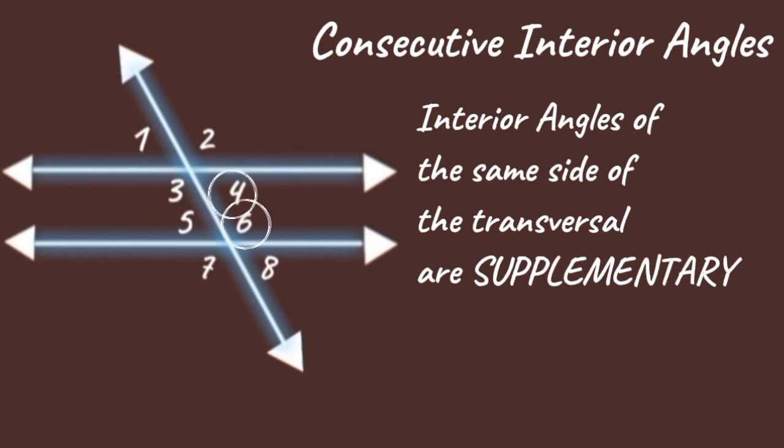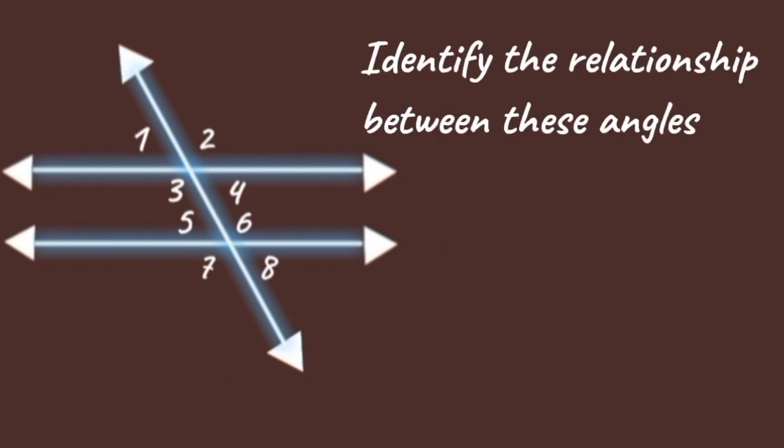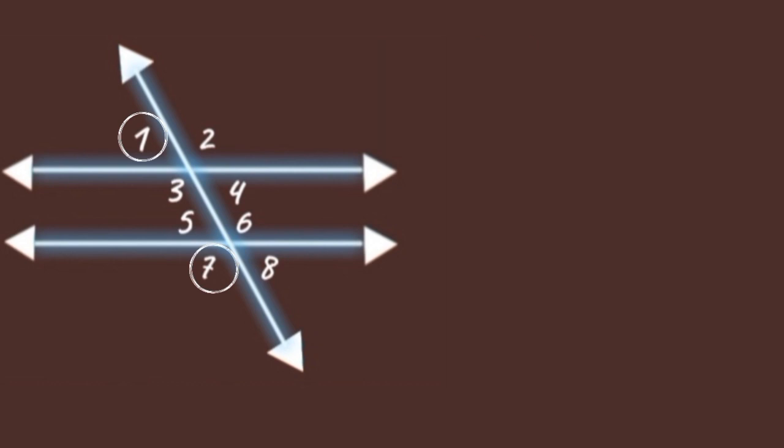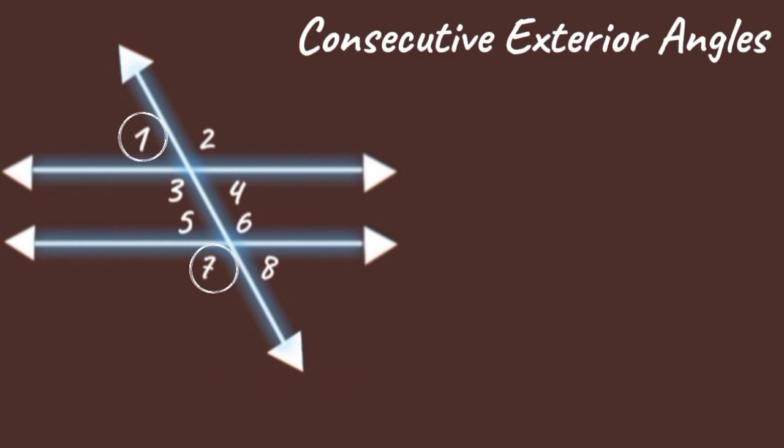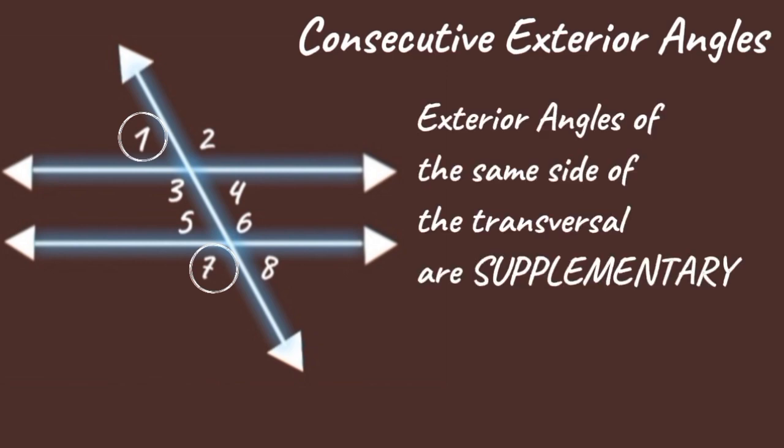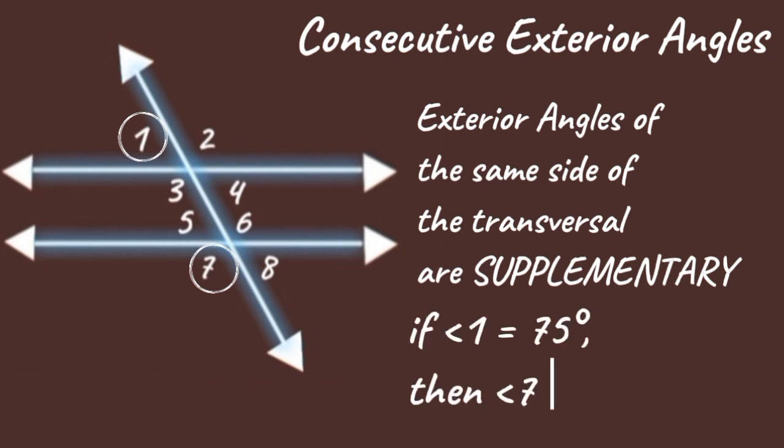Angles 6 and 4 can also be consecutive interior angles. I guess you can now identify the relationship between these angles. Right! They are consecutive exterior angles. These types of angles are exterior angles on the same side of the transversal and are supplementary too. Assuming that angle 1 measures 75 degrees, we can conclude that angle 7 measures 105 degrees.